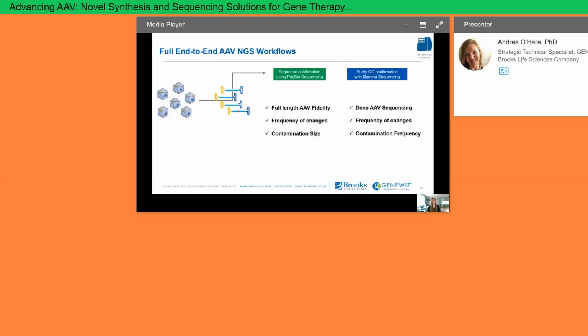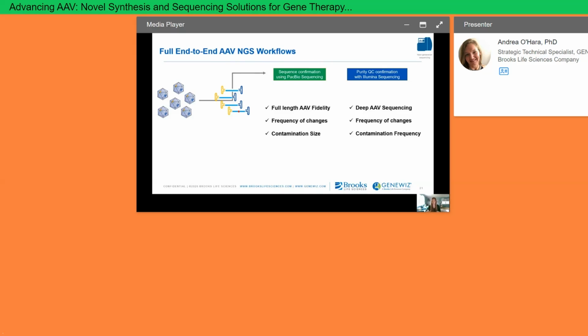So an overview of these two methods. PacBio, we're going to get full-length AAV fidelity. Again, that entire genome, end to end, we'll be able to identify the frequency of the changes within the full-length genome and the size of our contaminants.